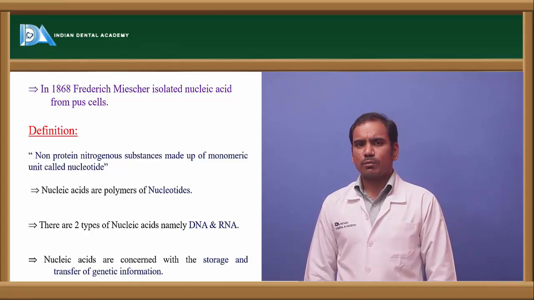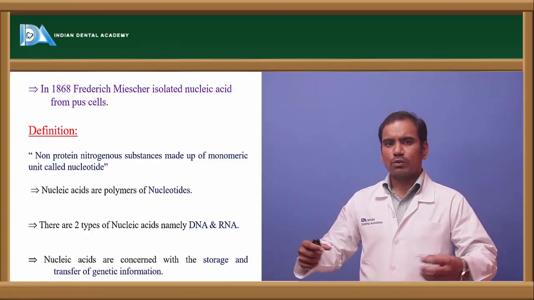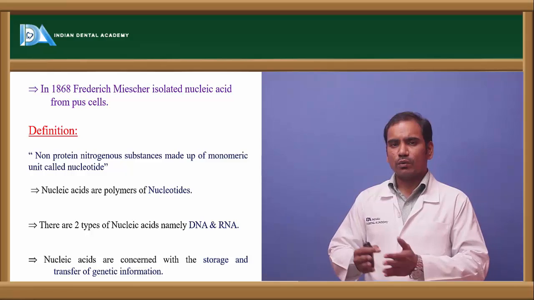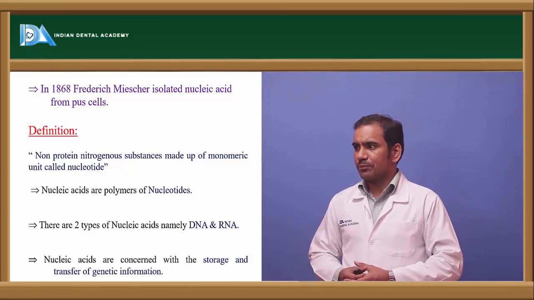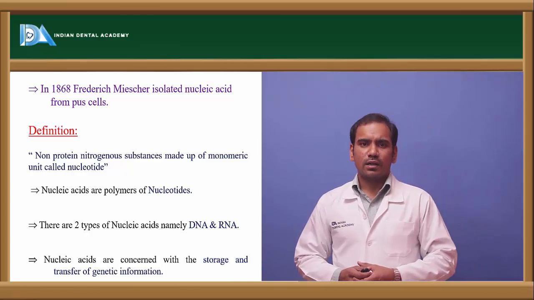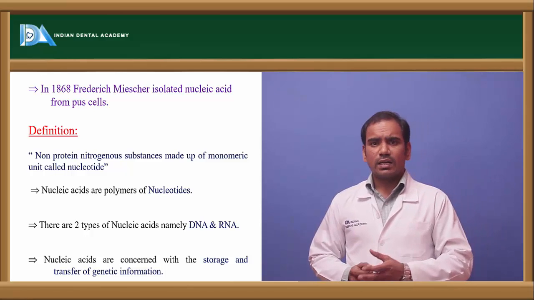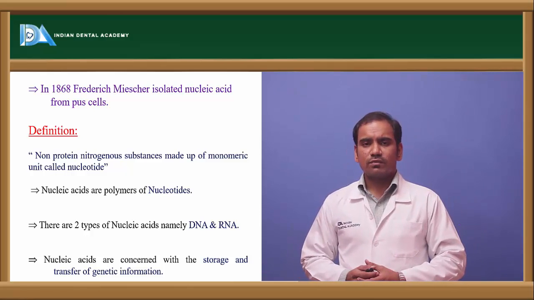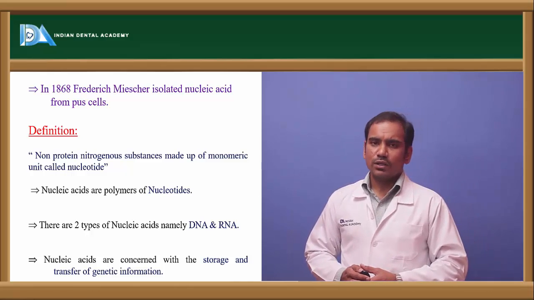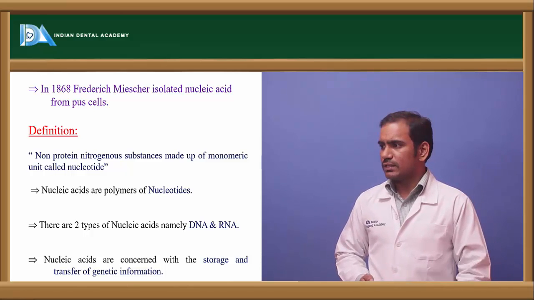Nucleic acids are nothing but polymers of nucleotides. Many monomeric units of nucleotides join together to form a polymer of nucleotides, which we simply call nucleic acids. There are two types of nucleic acids, deoxyribonucleic acid and ribonucleic acid. These DNA and RNA are concerned with the storage and transfer of genetic information. That is the main use of DNA and RNA, so we call them nucleic acids.